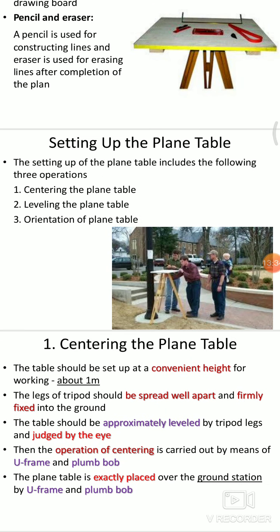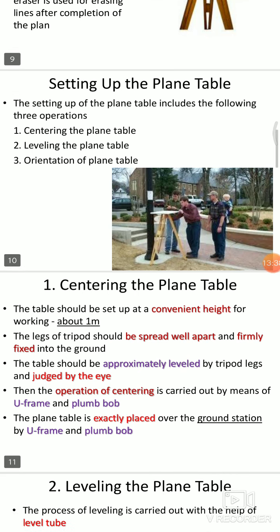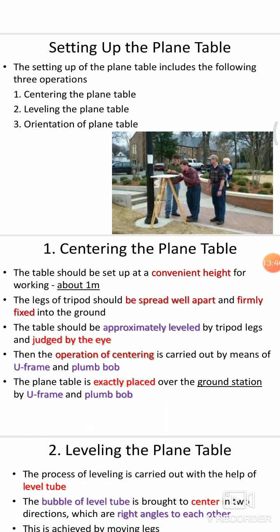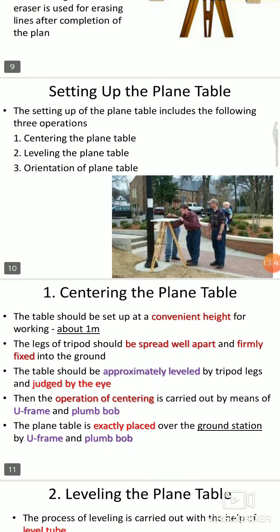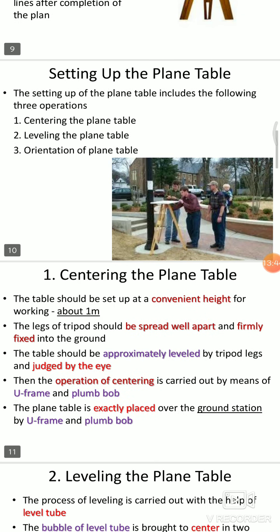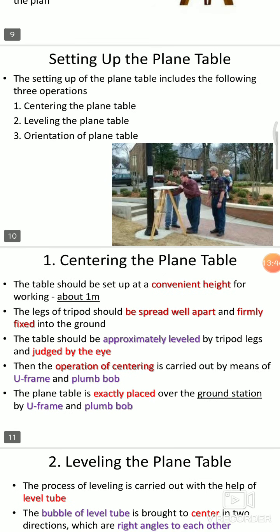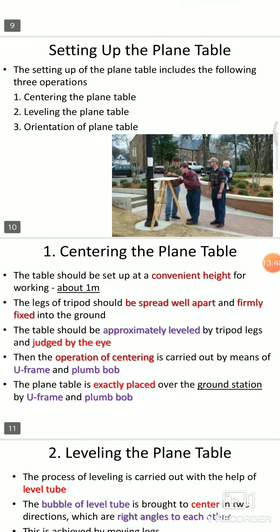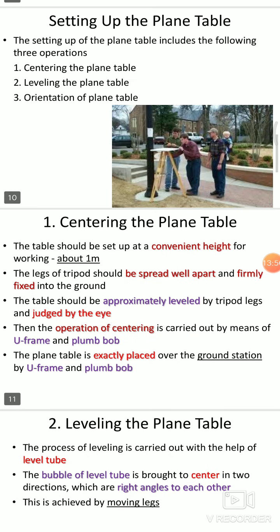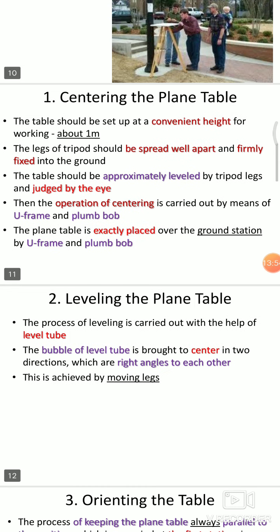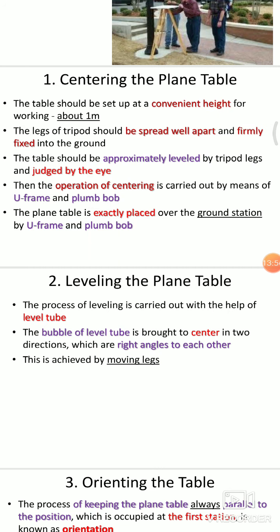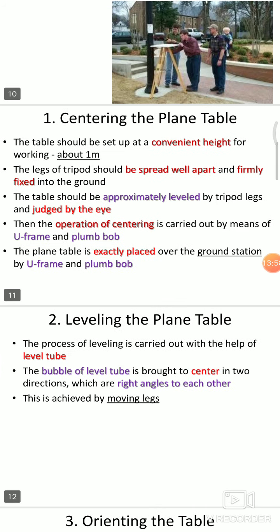First one, centering the plane table. Second one, leveling the plane table. And third one, orientation of the plane table. Setting up consists mainly of three steps: centering the plane table, leveling the plane table, and third one is the orientation of the plane table. So next, move to the centering, how the centering of the plane table is done.